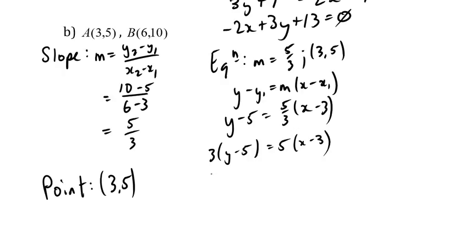Distribute both brackets. 5x minus 15. I'll bring it all to the left this time. So that's going to be 0 equals 5x minus 3y. I'm adding 15 to both sides. So that's just 0. So I'm done.